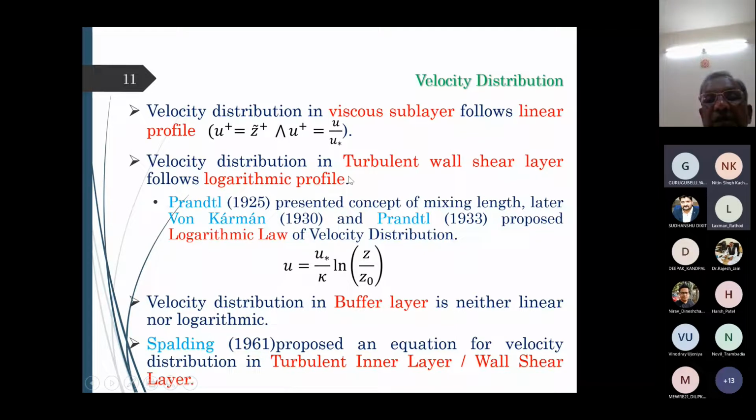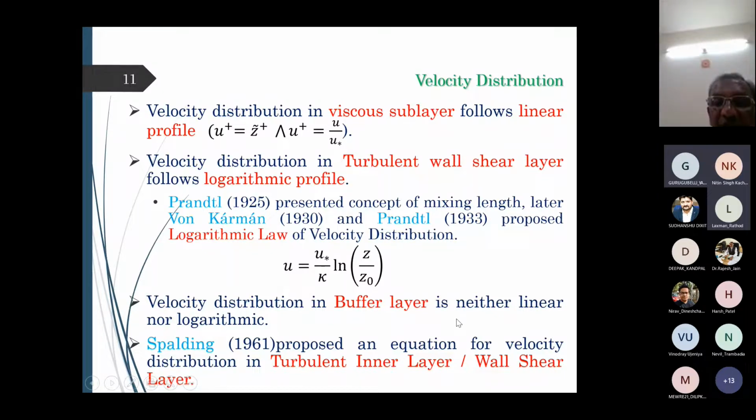And similarly, the velocity distribution in the turbulent wall shear layer is given by this expression, the Prandtl logarithmic velocity distribution. Prandtl is the pioneering person who gave this kind of derivation for turbulent velocity distribution. Here, U is the point velocity, U star is the shear velocity, K is the von Karman Kappa coefficient, Z is the depth of that particular point, and Z naught is the roughness height. Okay, so this is there.